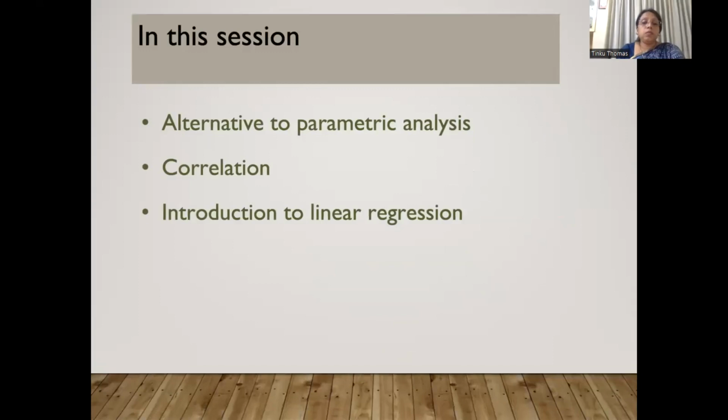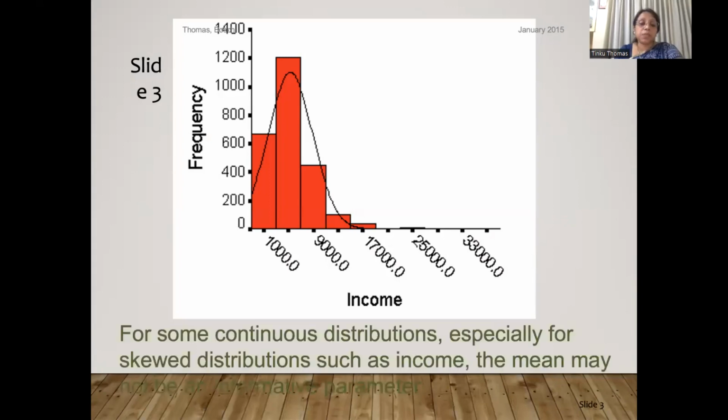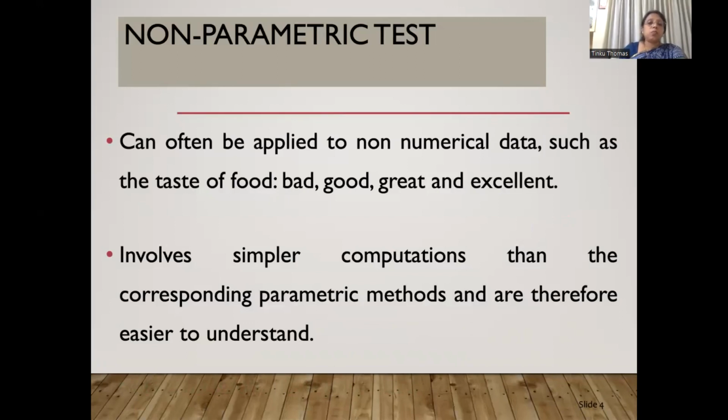This is the distribution of income, and you can see that it is positively skewed. It is not symmetric about the mean. And in this case, doing an analysis like a t-test would not be appropriate. So what do we do? Very often we deal with such kind of data, and then we have to resort to tests or calculations that do not use parameters, and they are called non-parametric tests.